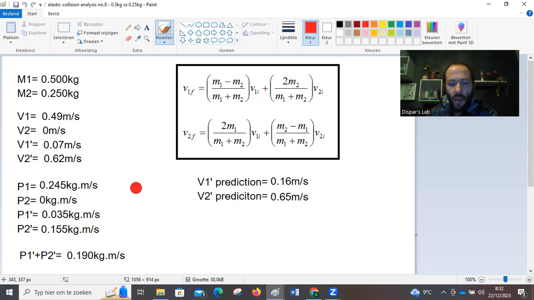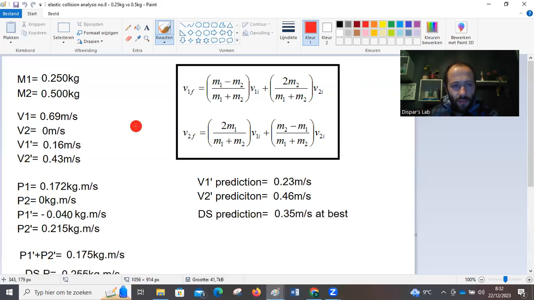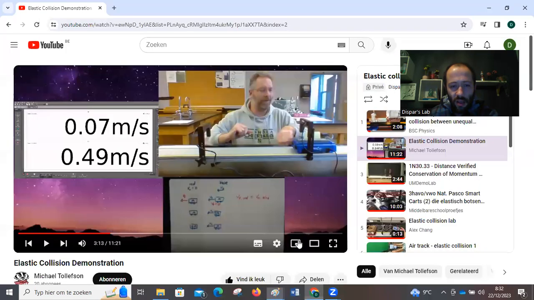Now we are more interested in the predicted velocity of 0.65 meters per second and the measured result of 0.62 meters per second, which is a great similarity. It's a great approximation. So again, this would prove that this equation is reliable. Now for the second case, the other way around, the one mass colliding against the two mass. Let's take a look.